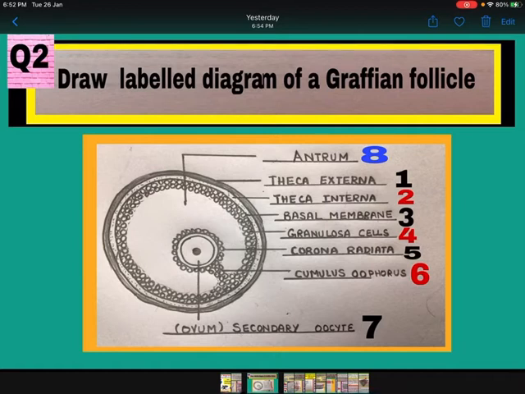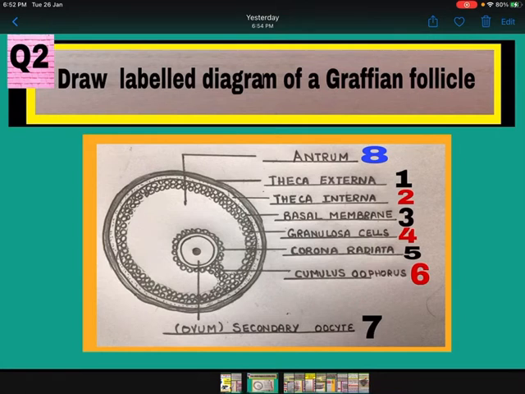Start with the outer layer. The outer layer of Graafian follicle is theca, which is organized into number 1 theca externa and number 2 theca interna. So label number 1 is theca externa and number 2 is theca interna. Now inner to theca interna is basal membrane. Labeling number 3, see in the diagram, and it is followed by a layer of granulosa cell. This is labeling number 4. So see 1 to 4: 1 is theca externa, 2 theca interna, 3 basal membrane and 4th is granulosa cells.